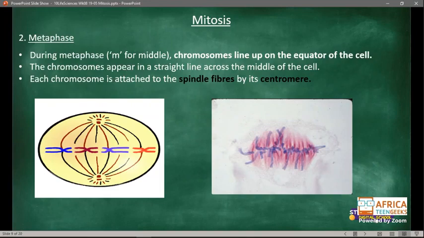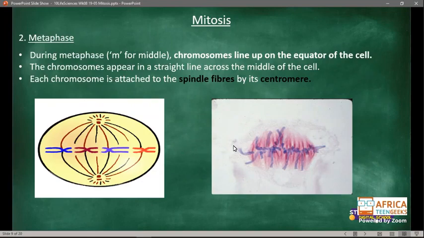Now, the chromosomes are attached to the spindle fibers, in bold black, by their centromere. Remember, the chromosome has a centromere. The centromere joins two chromatids together to form a chromosome. So these spindle fibers from the centriole attach to the chromosome by its centromere. So they attach at the center, called the centromere of the chromosome.